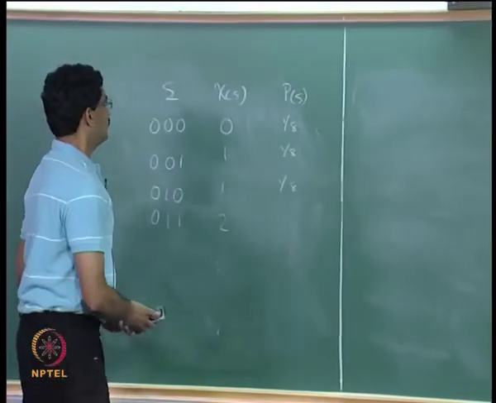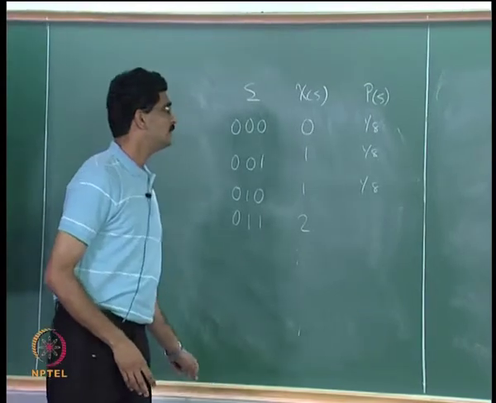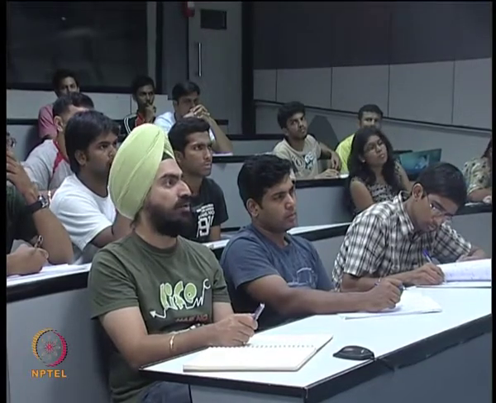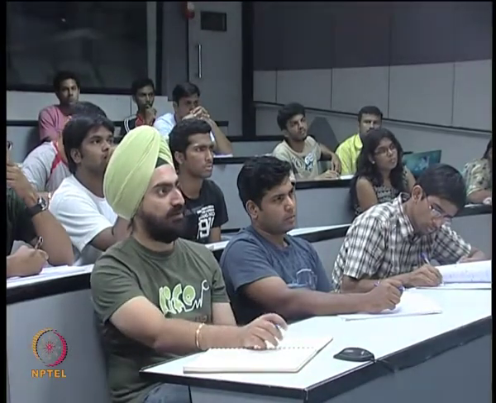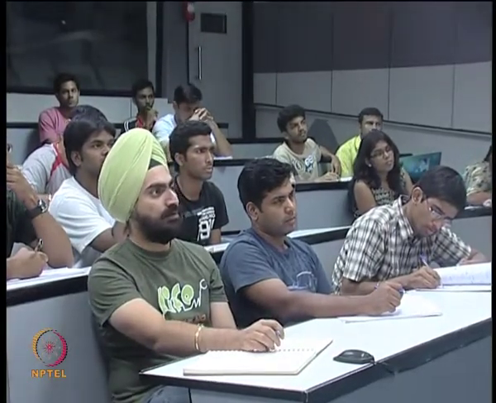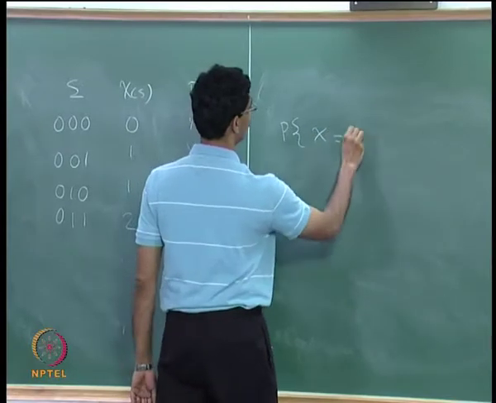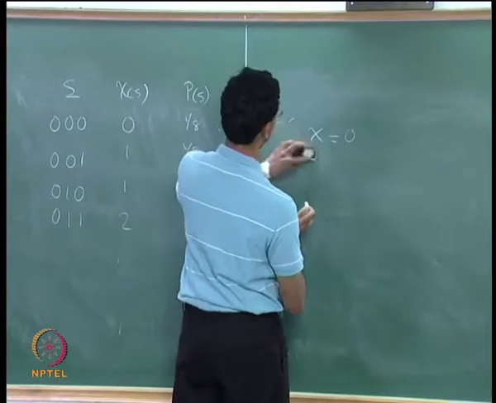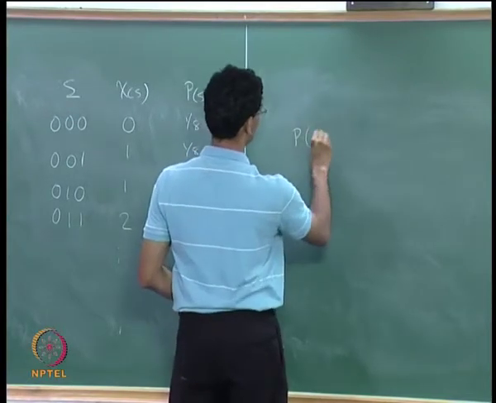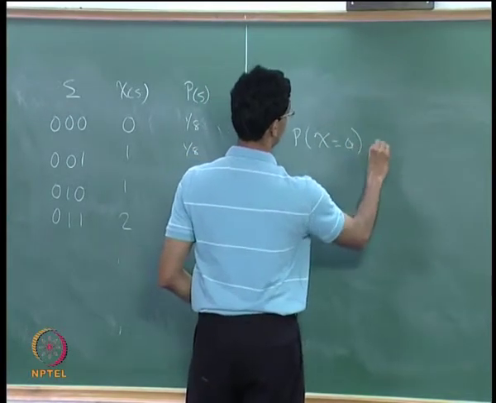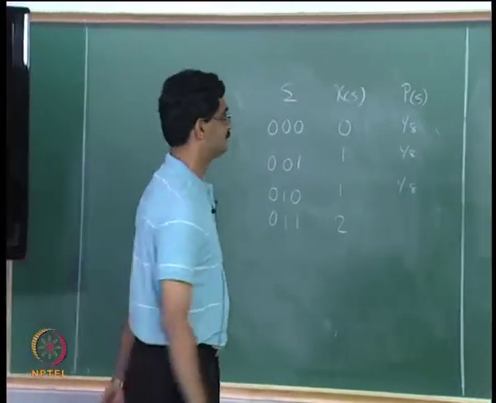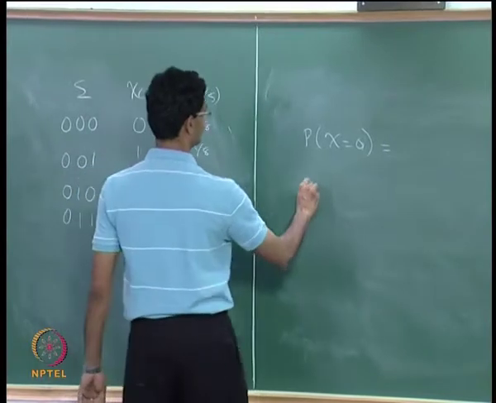So will we not write X of S as 0, 1, 2, 3 and thereafter the probability of S as 1 by 8, 2 by 8, and so on. Actually, if I were to say the probability that X equals 0, then you would have X equals 0 would be, okay.